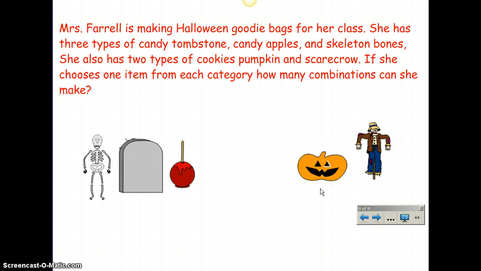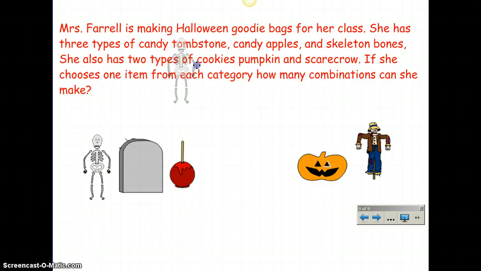Mrs. Farrell is making Halloween goodie bags for her class. She has 3 types of candy: tombstone, candy apples, and skeleton bones. She also has 2 types of cookies: pumpkin and scarecrow. If she chooses one item from each category, how many combinations can she make?